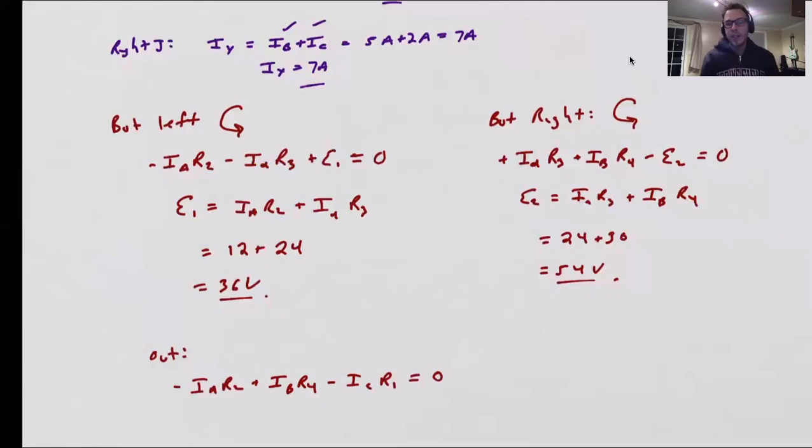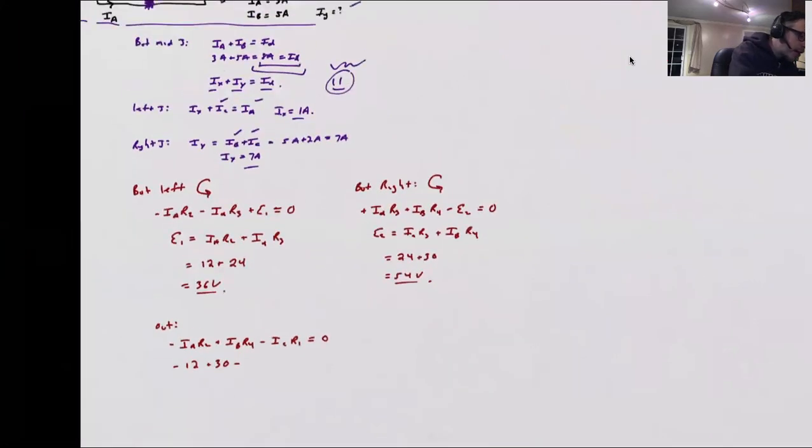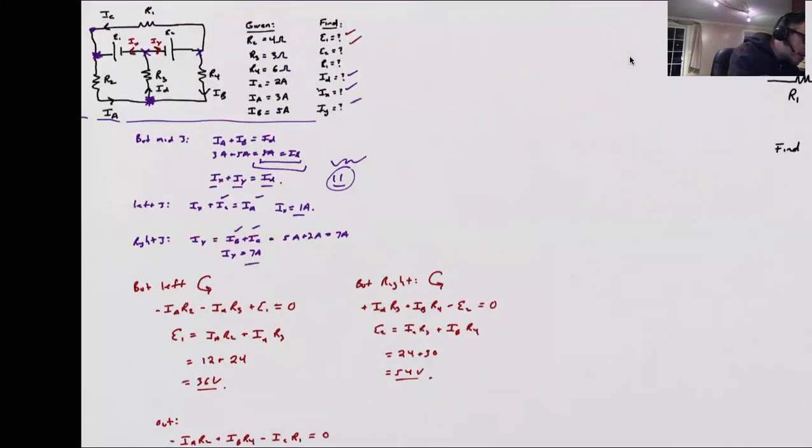Again, I know everything here except for R1. IA times R2, we already have a number for this, negative 12 plus 30 minus IC. Let me just zoom back out here and remind myself what IC was. IC was 2.